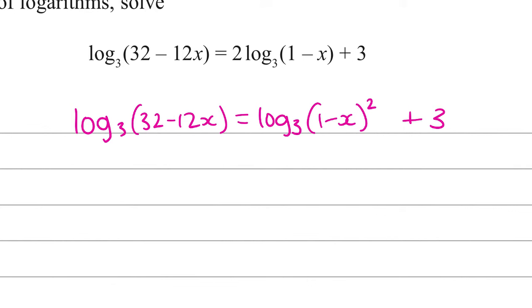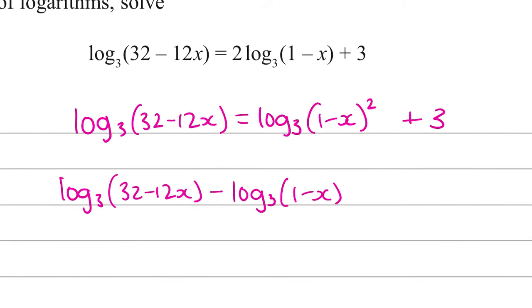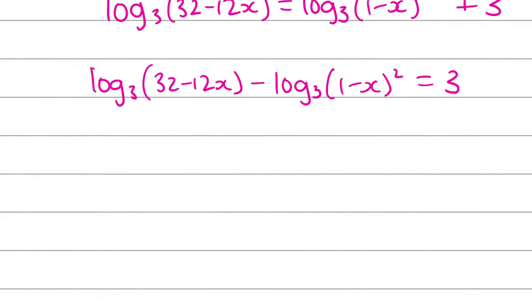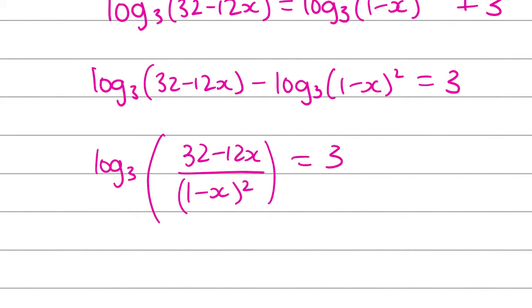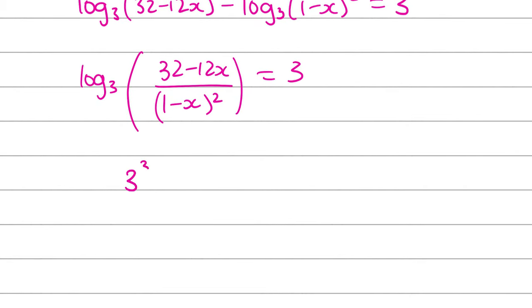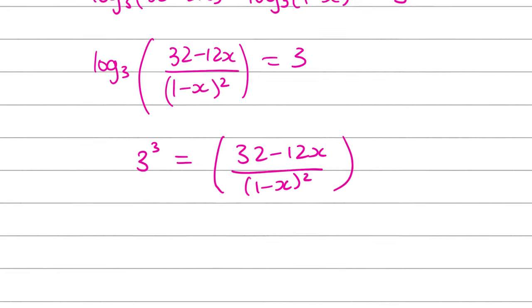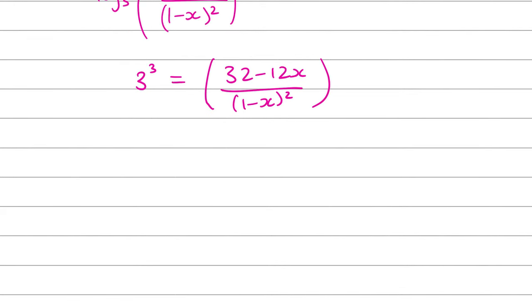Now, what am I going to do? I'm going to take away the log, right? So I'm going to have log base 3 of 32 minus 12x minus log base 3 of (1 minus x) squared equals 3. What do we know if we take away logs? Division. Log to the base 3 of (32 minus 12x) over (1 minus x) all squared equals 3. What does that mean? Absolutely. Smartest person here. 3 to the power of 3 equals (32 minus 12x) over (1 minus x) squared. So, what is 3 cubed? 27.